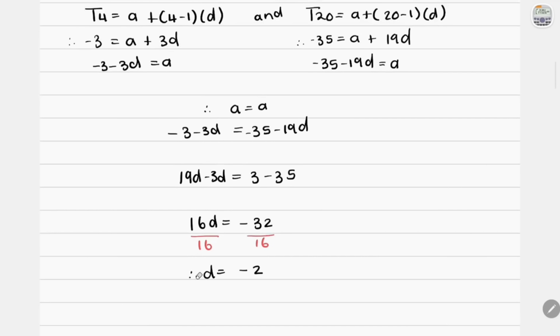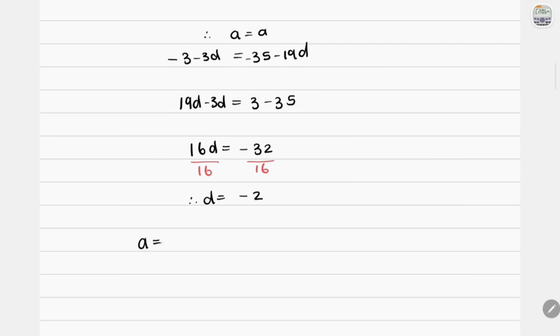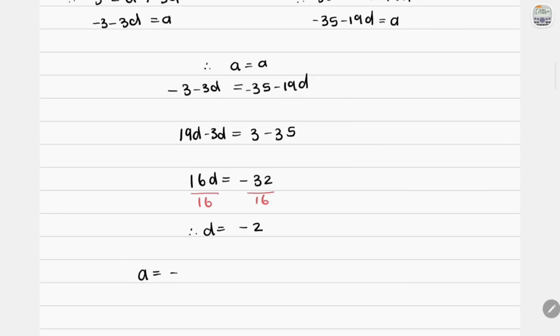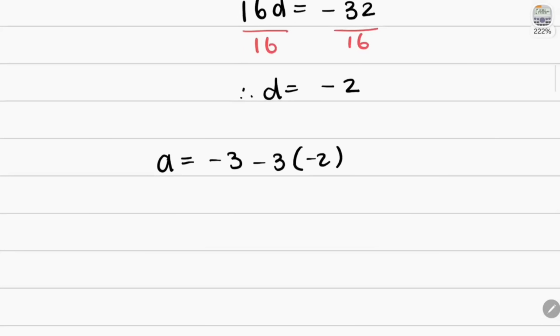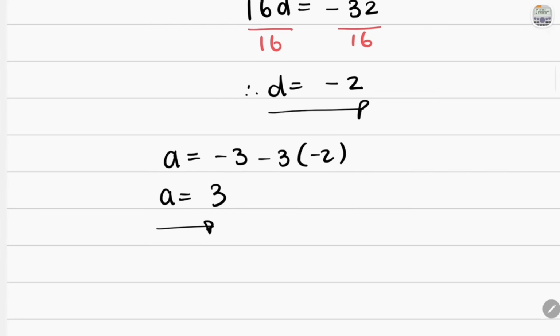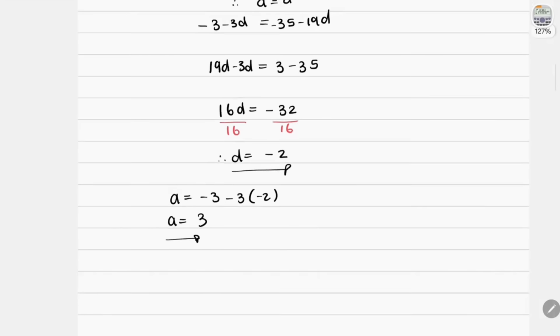To find a, just take this value of d and substitute it into either one of these equations. So a is equal to -3 minus 3 d, which is negative 2. And so a is equal to, that becomes positive 6. 6 minus 3 is 3. And there we go. a equals 3, while d equals negative 2.